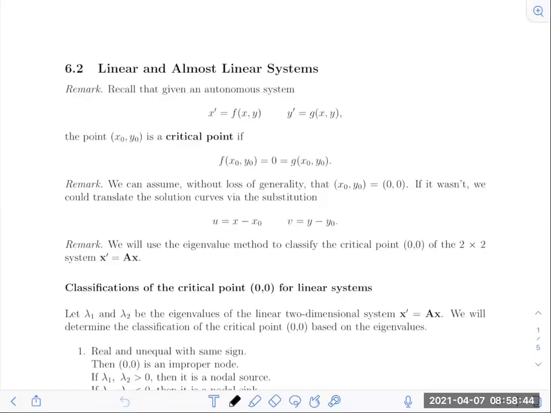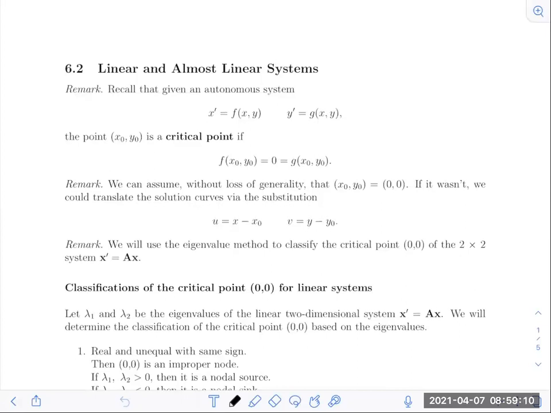This section is going to focus on section 6.2, linear and almost linear systems. Before we dive in, let's talk a little bit about where we've been as well as where we're headed. In chapter 5, we dedicated a lot of time to learning how to solve systems of differential equations, specifically linear systems. And we used the method of eigenvalues and eigenvectors to help find those solutions.